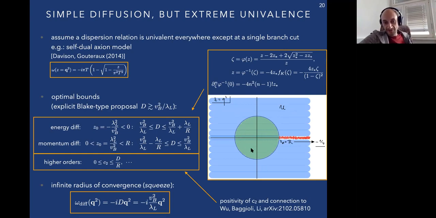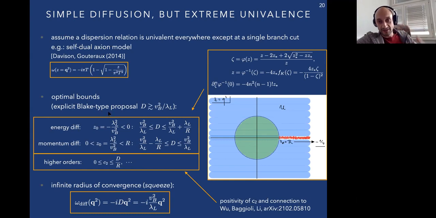So there's a radius of convergence, and an example of such a thing is this self-dual axion model, which was solved by Richard and Blaise. And they show that this dispersion relation of the diffusive mode has this simple form. And this is indeed univalent everywhere, except at the cut. So then actually one can use this for all of the theories that fall into this class of analyticity properties. Then I can prove that in general, you can use this Koebe function to map to a disk.